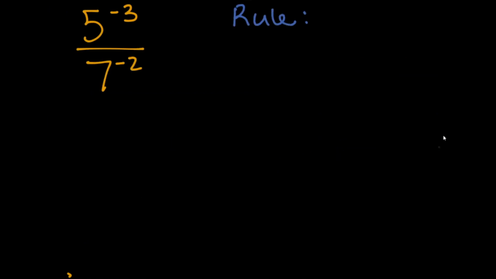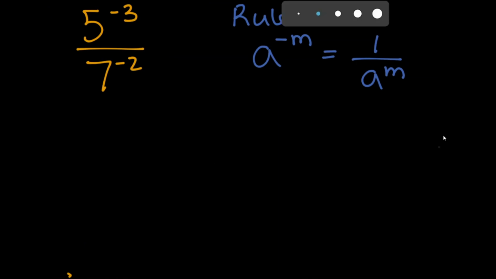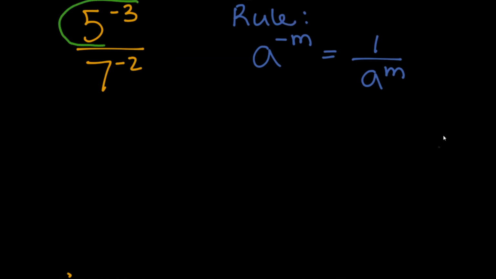So for our last problem, we're going to apply the law of negative exponent, which is that when you have a base to the power of a negative exponent, it's rewritten like this, 1 divided by the positive version of the exponent. And so for our problem, let's first just start with the numerator. So 5 to the power of negative 3 will be rewritten as 1 over 5 to the third.